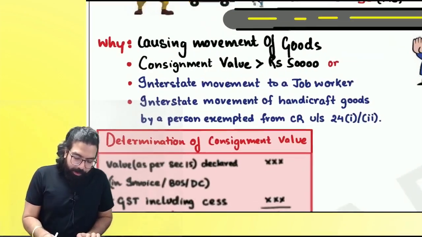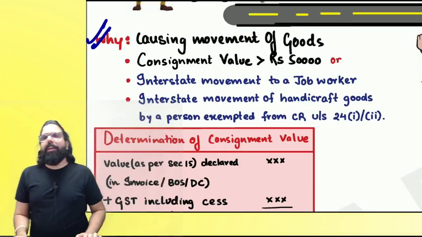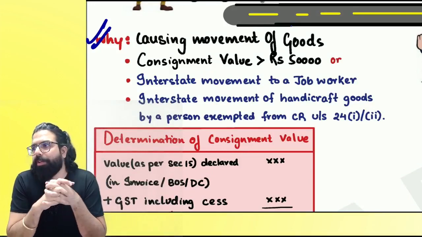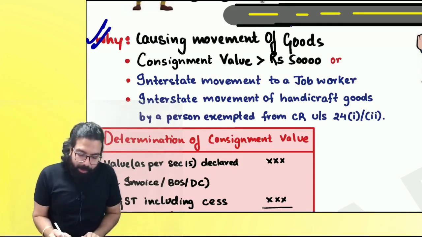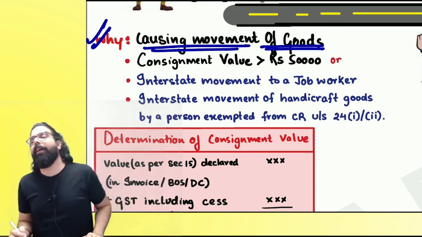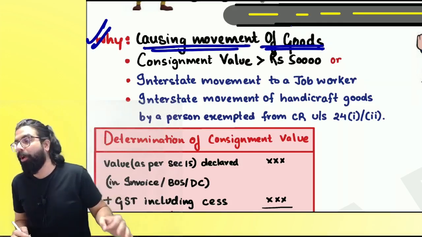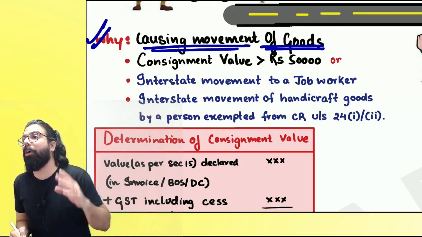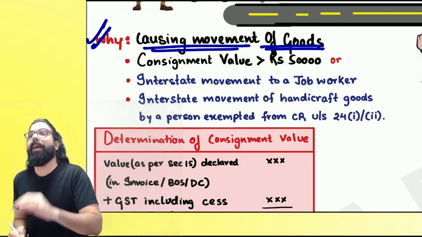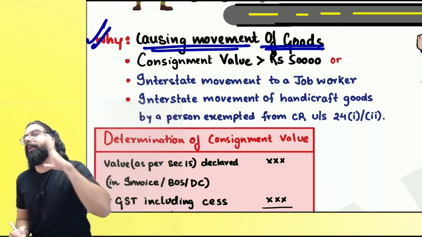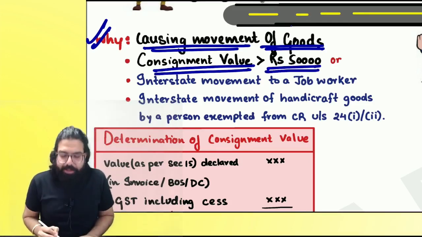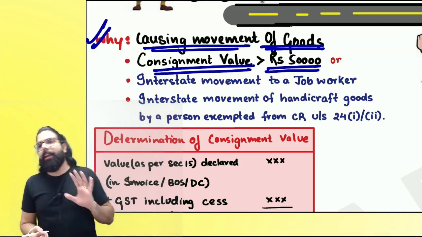Okay, sir, done. Sir, why are you going to generate an e-way bill? Very, very important from exam point of view. Why are you going to generate an e-way bill? Everyone, you are going to generate an e-way bill because you are causing movement of goods. Remember one thing, for movement of goods, whenever there is movement, it need not be supply. If there is a movement, it can be because of a supply, it can be because of other reasons also. Whenever there is movement and consignment value is greater than 50,000, then you have to generate an e-way bill.